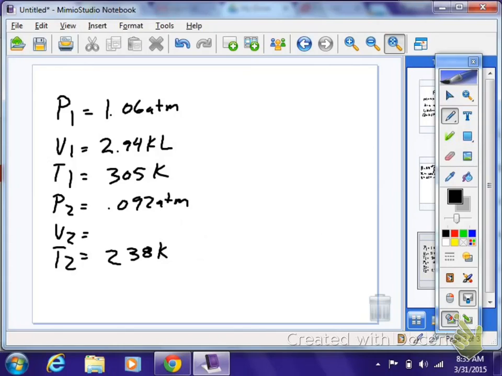So we set up our problem, P1 V1 times T2. I'm just going to go ahead and already say I cross multiply, and that equals P2 V2 T1. Because normally it's P1 V1 over T1, I'm going to have everything on one level. I'm looking for V2, so I'm going to divide both sides by pressure 2 and temperature 1.